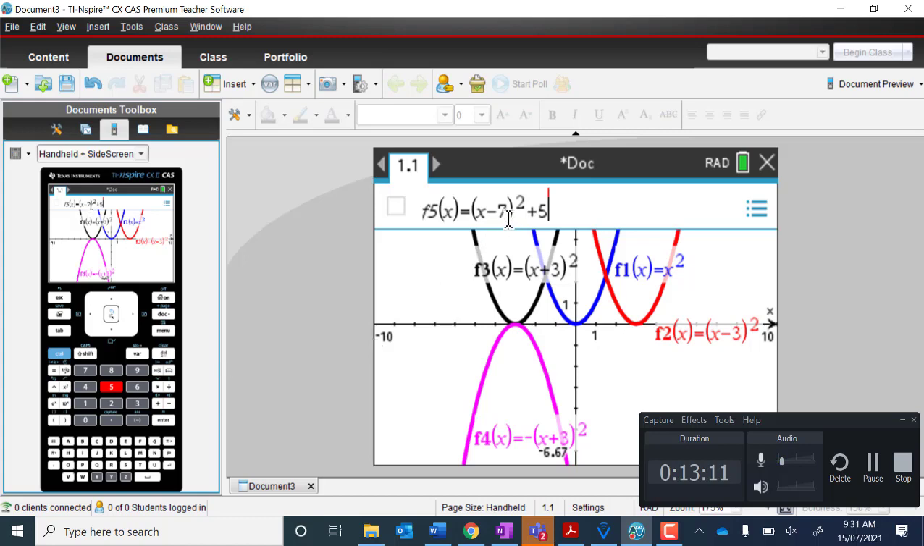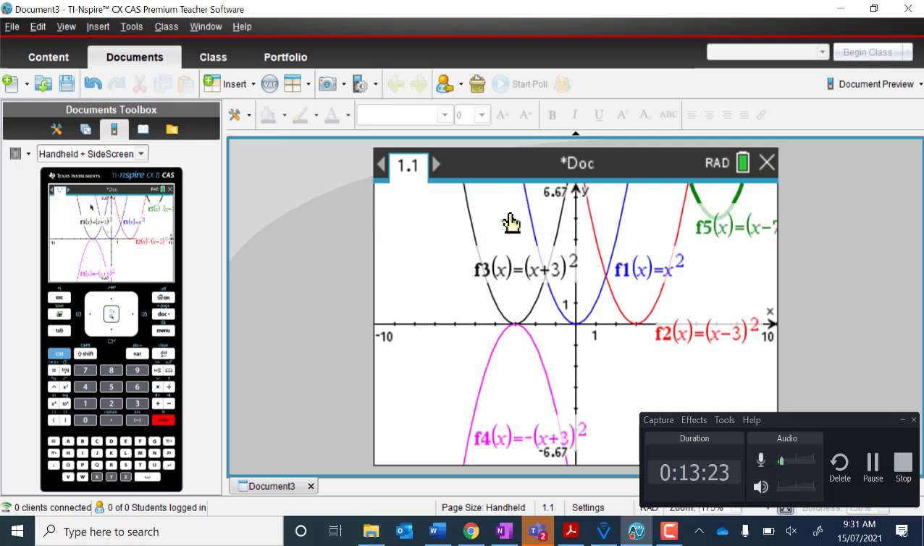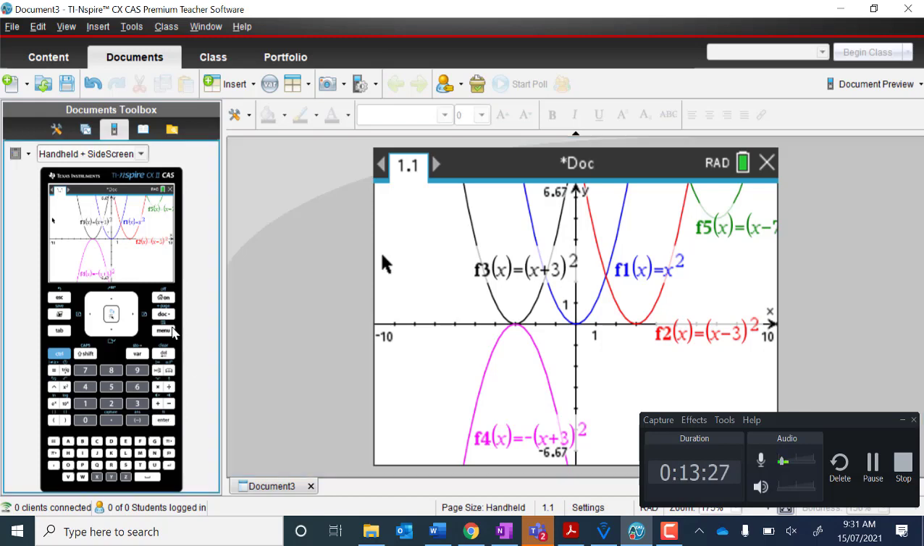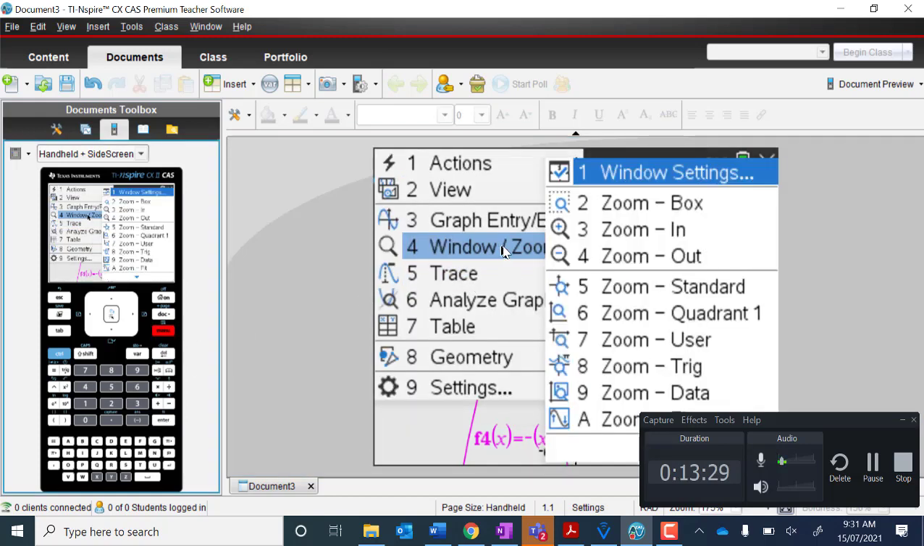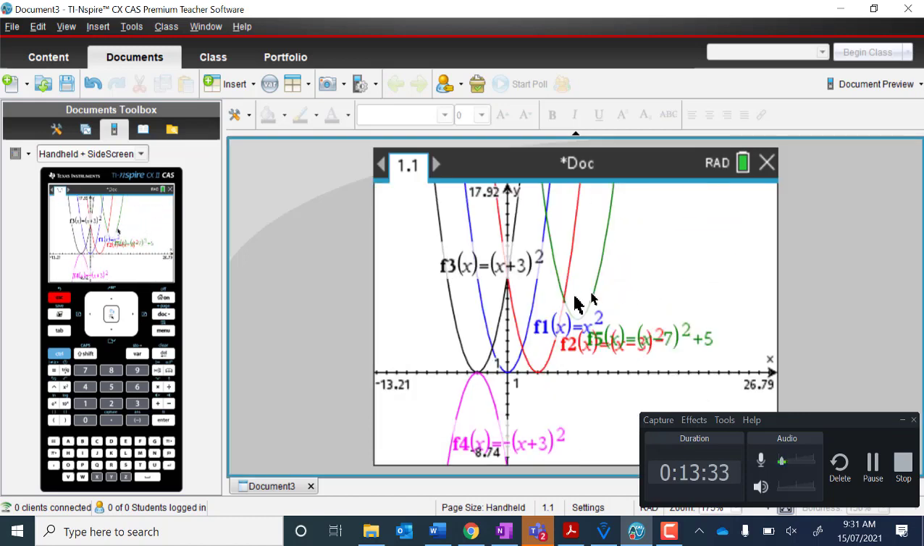It's going to move it how many places to the left or right? It's going to move it 7 places to the right, and it's also then going to go 5 up. Boom. You can see it there. It's quite hard to see, so let's go to Windows, let's go to Zoom, and zoom out a little bit. And as you can see there you go.